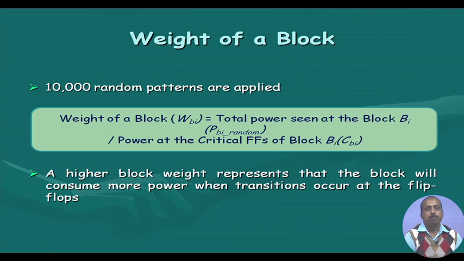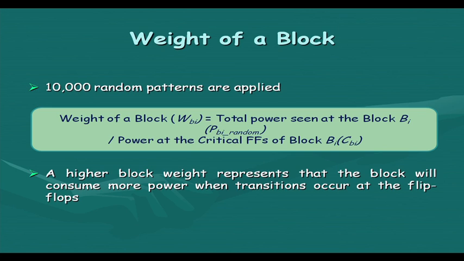We can have some sort of power simulator which does gate level simulation counting the number of transitions, and for every type of gate and flip flop we can have an estimate: if this gate makes a transition, what is the power consumed. Then by multiplying that by the number of transitions, we can get an estimate of the power that will be consumed at that gate. By summing them up, we get the total power seen at the block Bi. This is divided by the power at the critical flip flops of block Bi, that is, the power consumed by the critical flip flops.